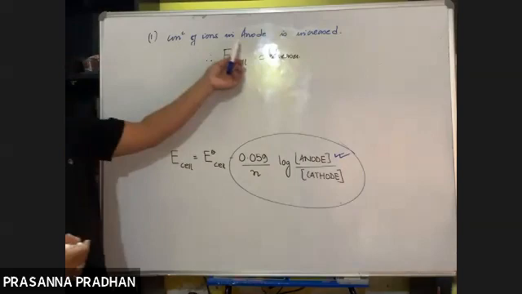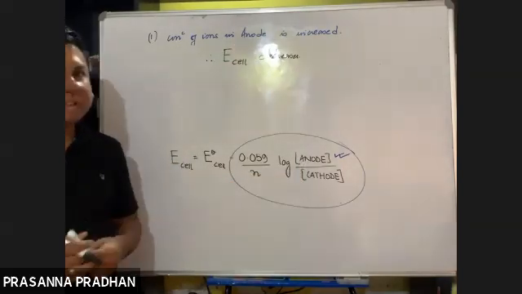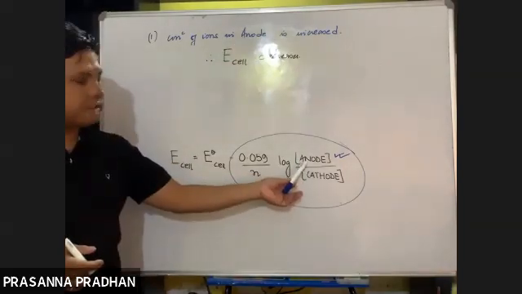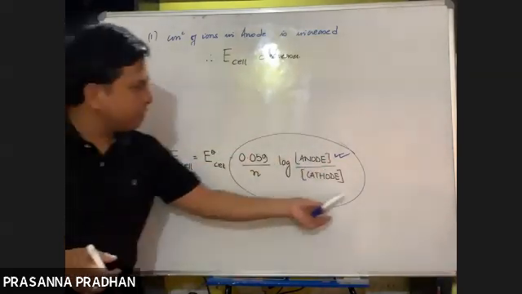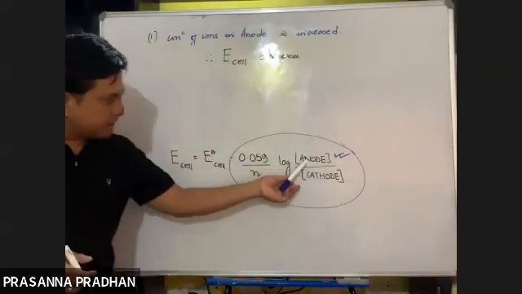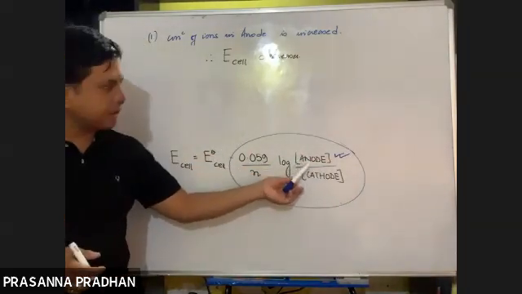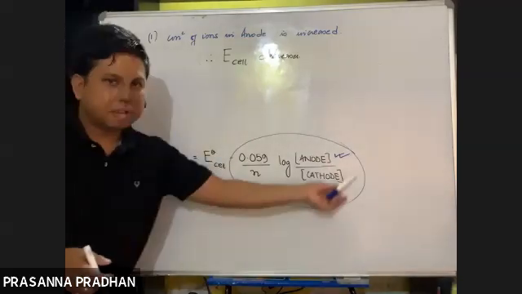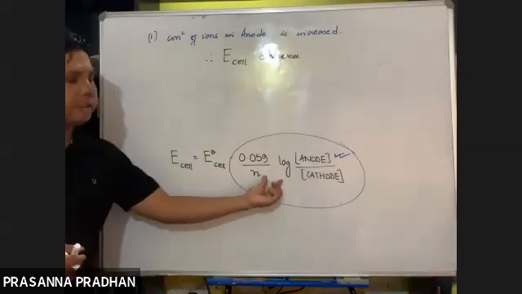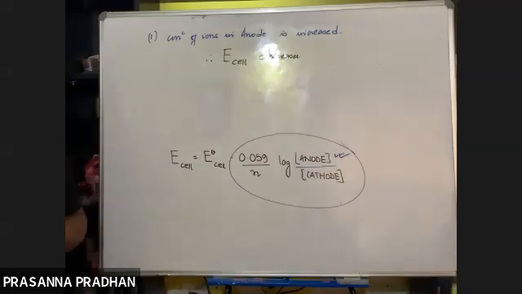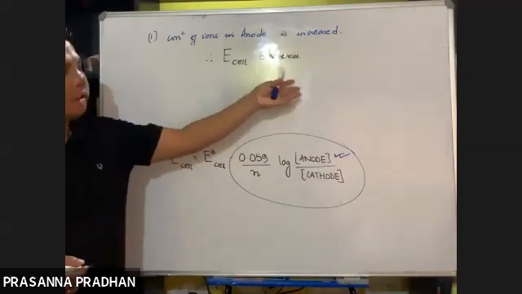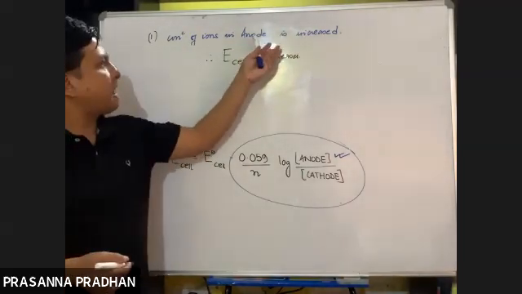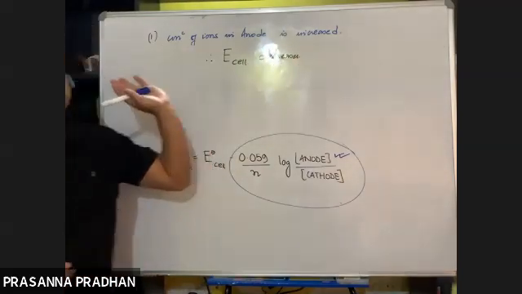Okay, so obviously if the concentration of ions in the anode compartment is decreased, then this as a whole will decrease. If the numerator decreases, this as a whole will decrease. First term is a constant. If the second term decreases, then E cell will increase. So if the concentration of ions in the anode is increased, E cell decreases. If the concentration of the ions in the anode is decreased, E cell will increase.